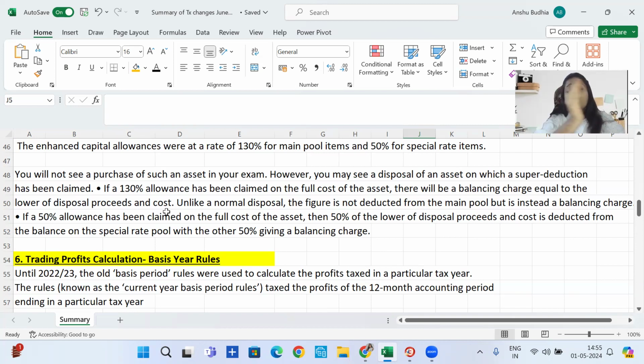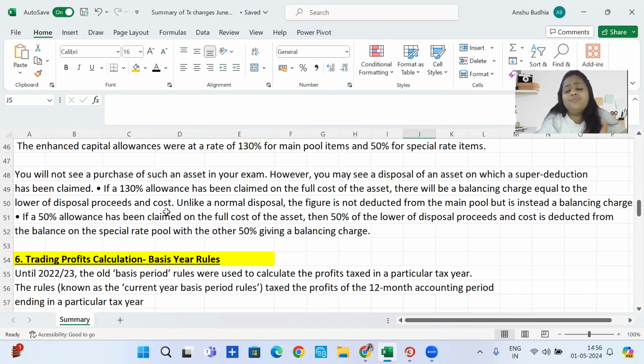That means if you have already claimed 130% super deduction in the previous years, then we would do a normal calculation of lower of disposal proceeds or cost. Suppose one of the figures is not given, then suppose if cost is not given, then disposal proceeds will be equal to balancing charge. Disposal proceeds would always be given though. So if both the figures are given, we'll take the lower of the two.